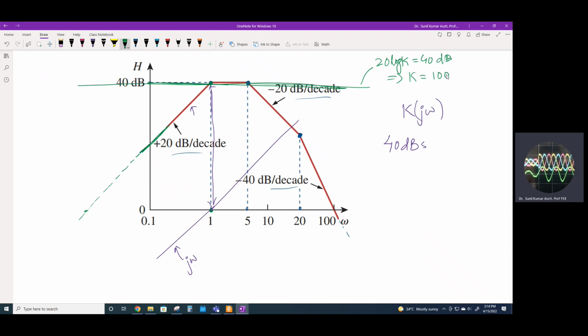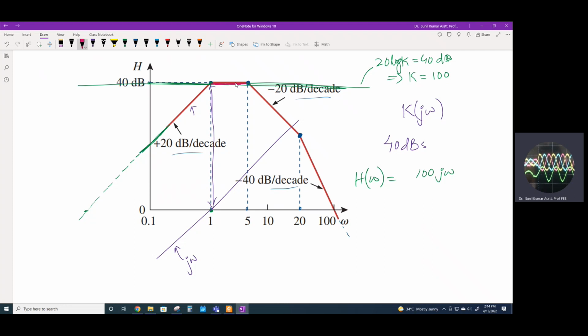Okay, so for omega less than 1, I have two lines. The first one is this horizontal line, constant k, and the second one is this j omega. So I will write my transfer function. I found the value of k, which is 100, and j omega for omega less than 1. After that, for omega greater than 1, the slope becomes 0. The line becomes horizontal again here.